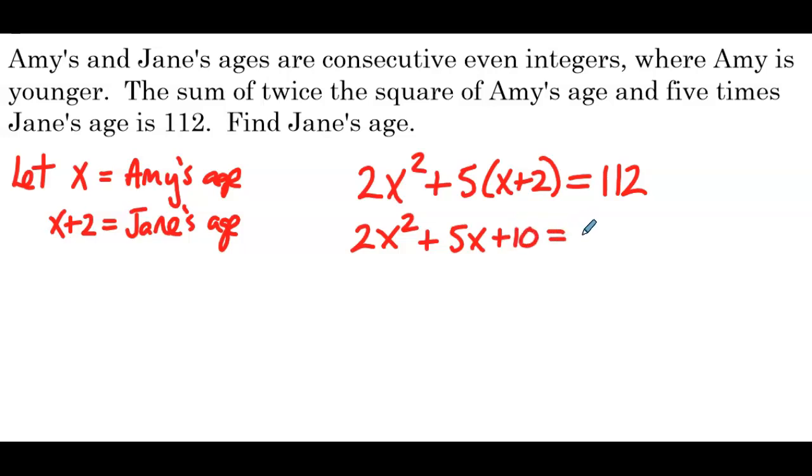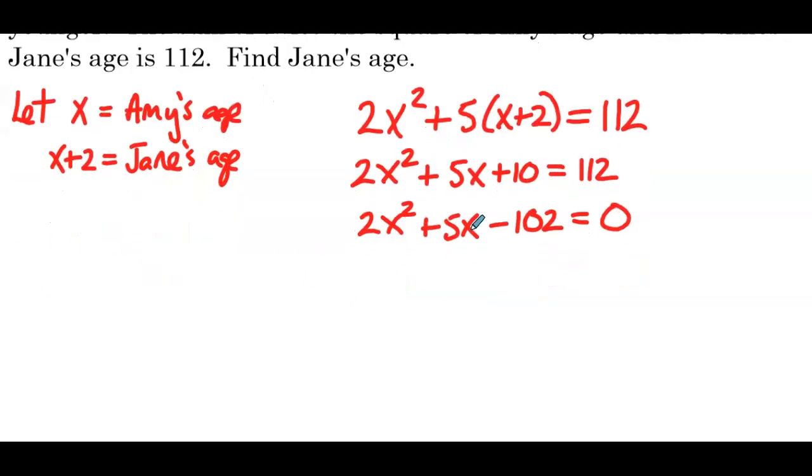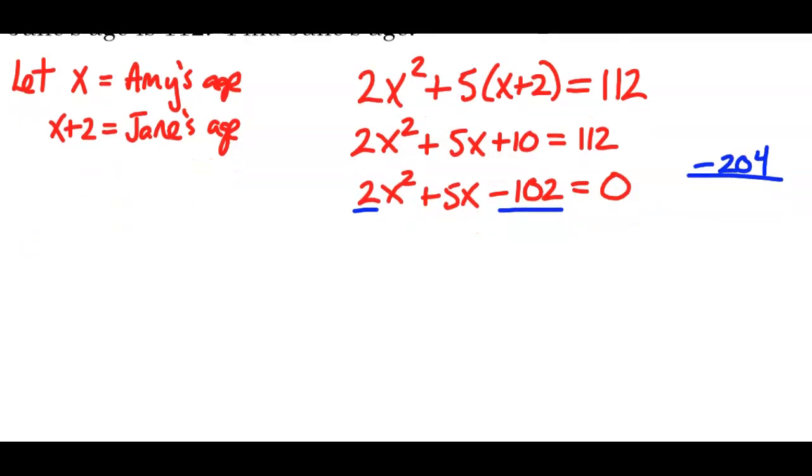Plus 10 equals 112. Okay, so subtract 112 from both sides, so it's equal to 0. So 2x squared plus 5x minus 102 equals 0. So we'll factor this one by grouping. So 2 times negative 102 is negative 204. So we need a factor pair of negative 204 that adds to positive 5.